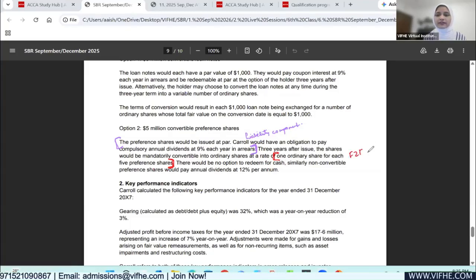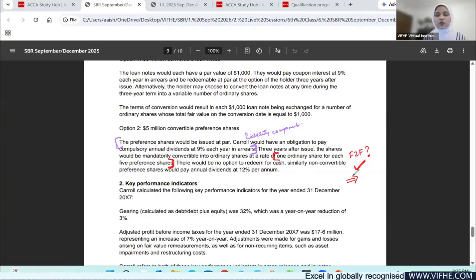Has F2F been met? Yes, it's met. For the 5 million that you have borrowed, you're going to give a fixed number of 5 preference shares for each ordinary share. So it's met. And because it's met, what component is this part? Equity.